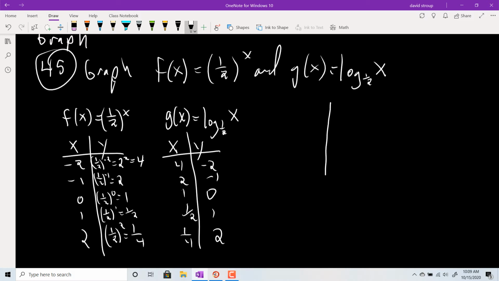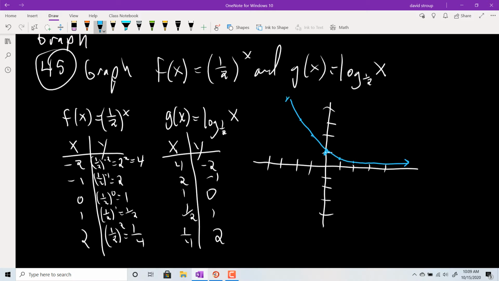Okay, so let's go ahead and try that. Looks like we need about 4 tick marks on each axis. I'll do 1/2 to the x in blue. So -2, 4, -1, 2, 0, 1, 1, 1/2, 2, 1/4. Okay, so there's my f of x. You should probably label it if you don't have nice colors like me. So f of x. Let's do g of x in red. So 4, -2, 2, -1, 1, 0, 1/2, 1, 1/4, 2. Okay, so that guy will look like this.